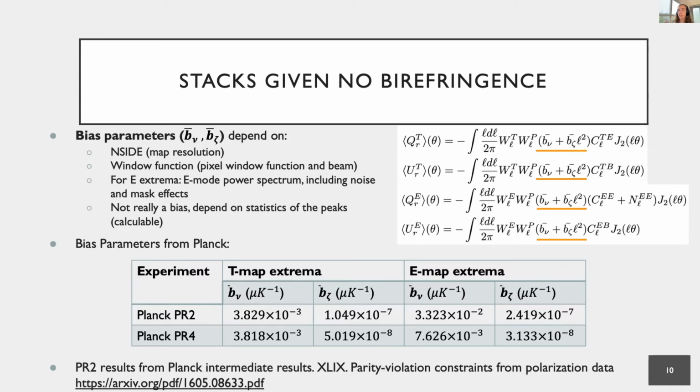These are what the bias parameters are for different experiments. So PR2 had values that are here, and then these are the values that I calculated for the public release 4, which is NPIPE.